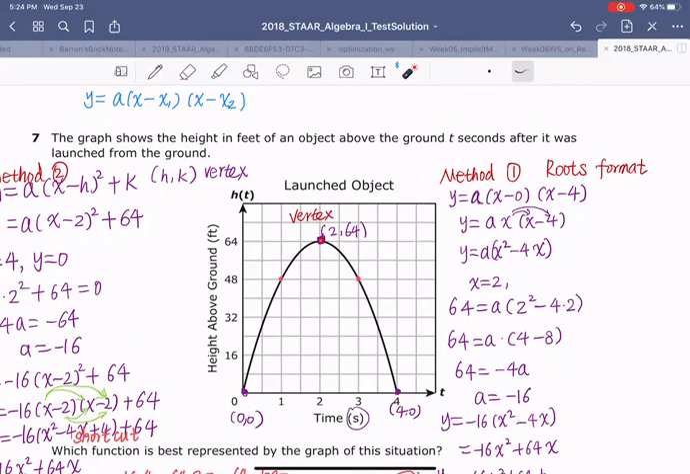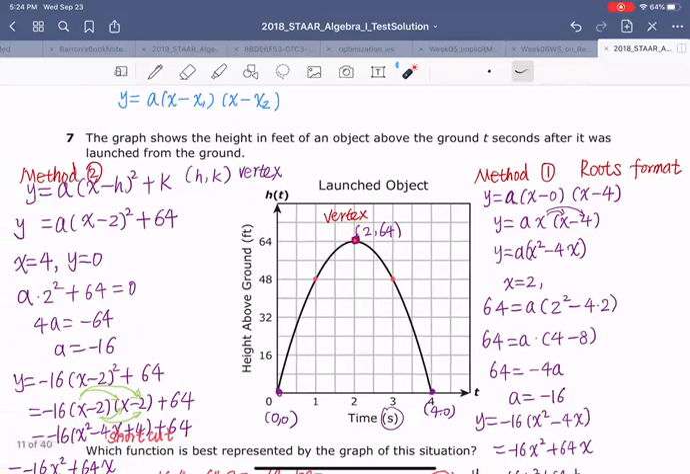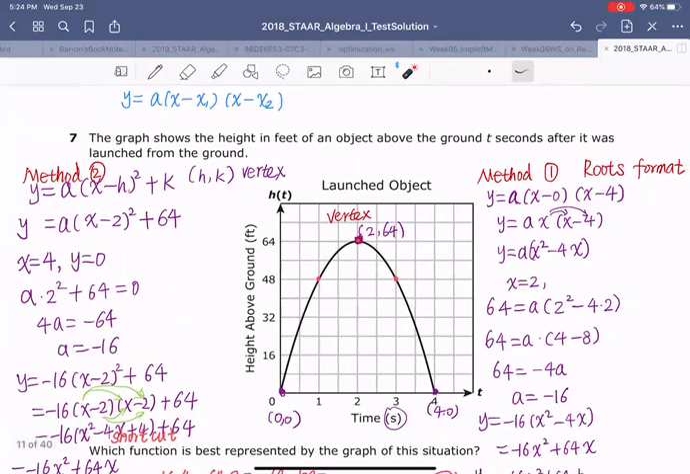Now, if you are given the roots, then you do it with this roots format and plug in an extra point, you will get this A value. Okay, that's the first method. Now let's try the second method. Is there any question for the first method? Everything is fine? Yes, Valeria? All right, let's move to the second method.